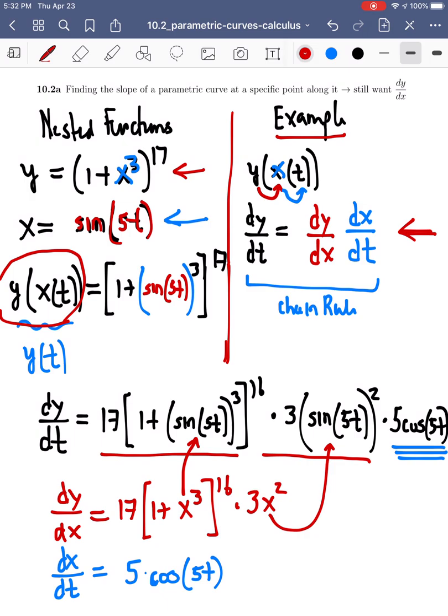And why should we care about that? Well, from that chain rule line, dy dt equals dy dx times dx dt, that's going to give us how to find the slope of a parametric curve. So let's take that idea to the next page.